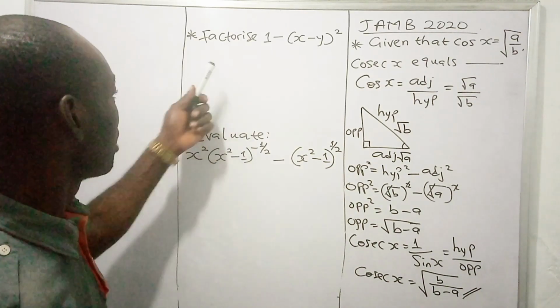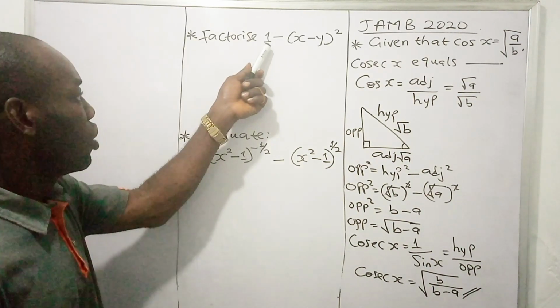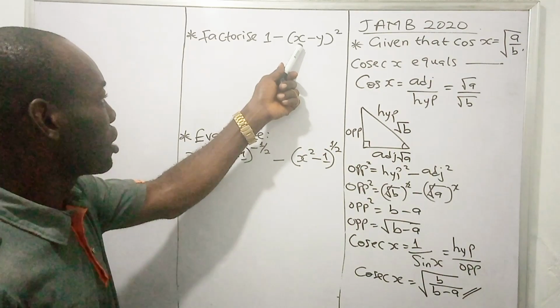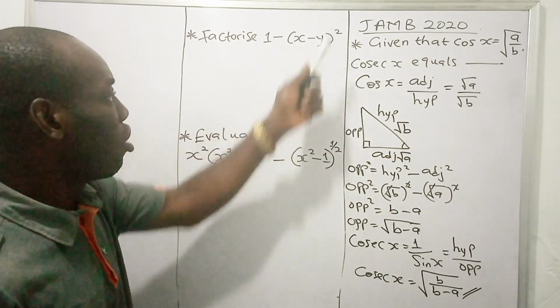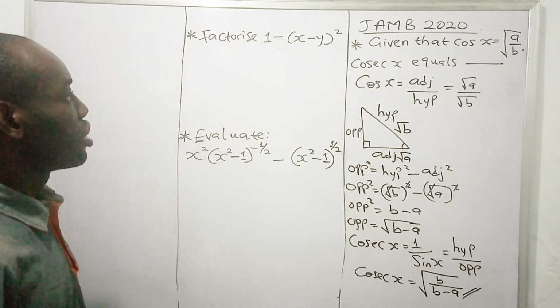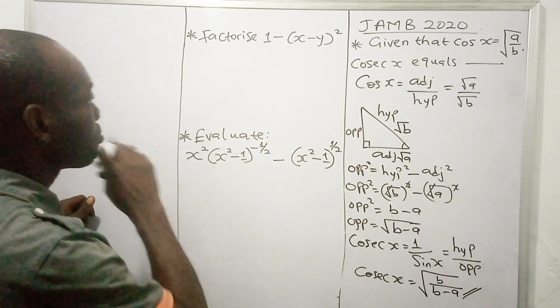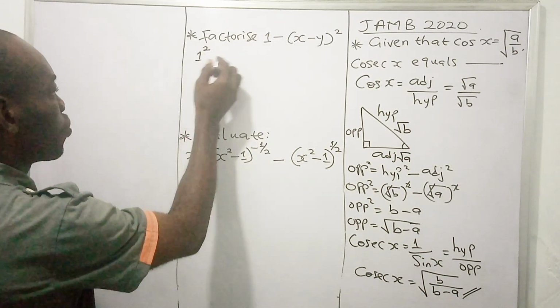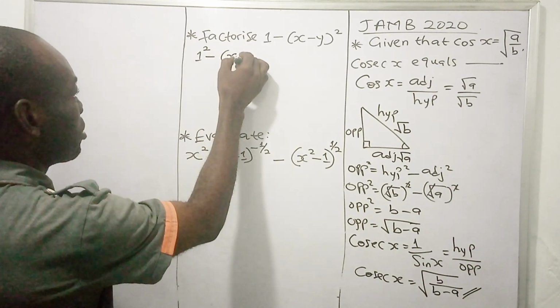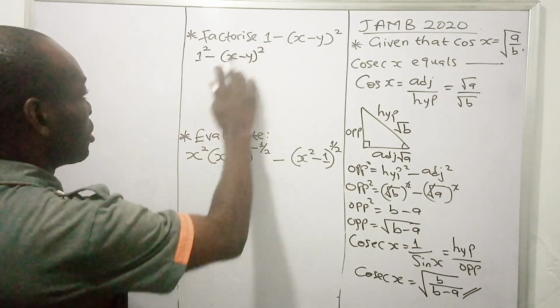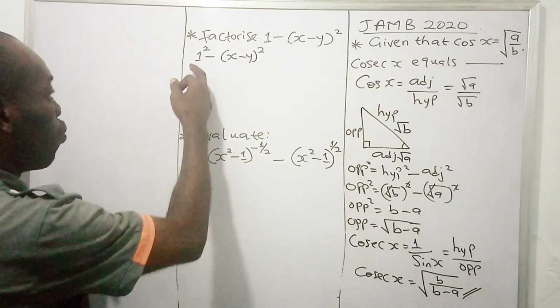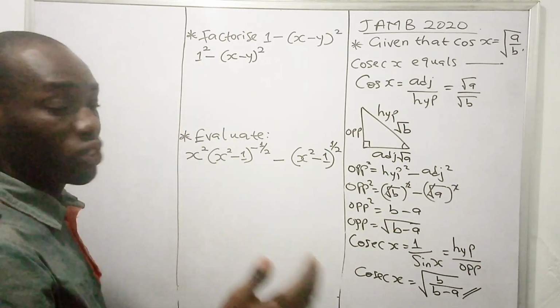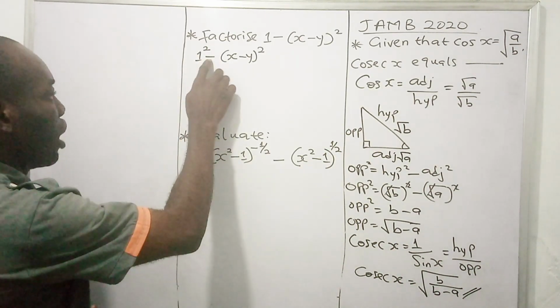Now let's see the next question we have here. We're asked to factorize 1 minus, in bracket, x minus y, all squared. Now you agree with me here that 1 squared, we can also express this way: 1 squared minus x minus y all squared is the same thing as this. Why? 1 squared is the same thing as 1 times 1. Good. So here we have a difference.